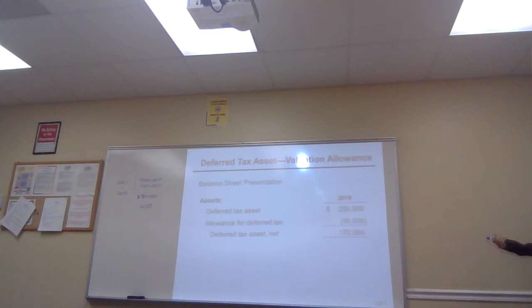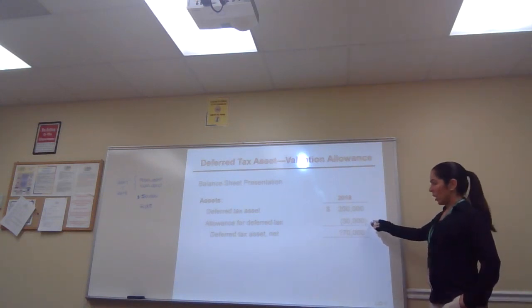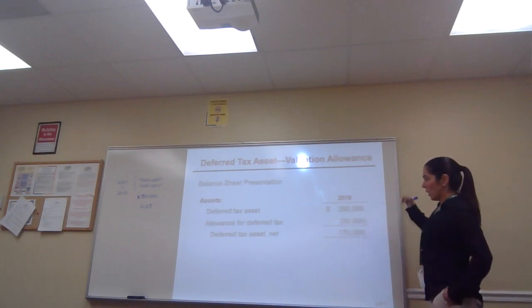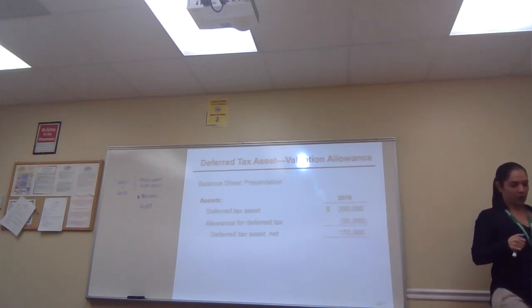On your balance sheet, as you've known from prior courses you've taken in intermediate accounting, a valuation account is always a contra asset to your asset account. So that's why it's considered a negative. So you have your deferred tax asset and you're going to back out that $30,000 that you're never going to use in the future.